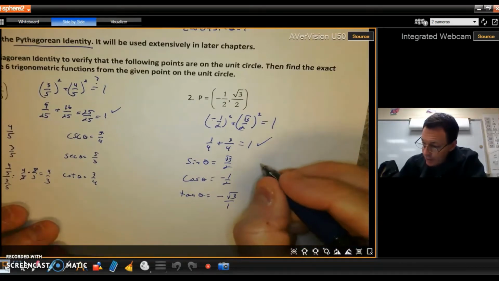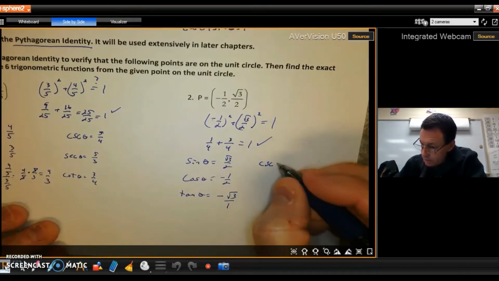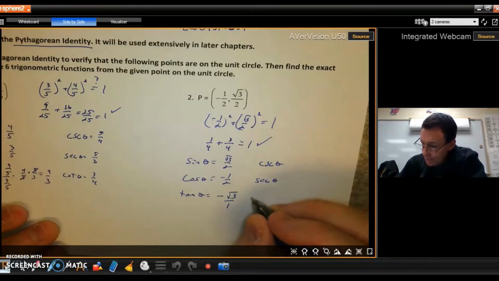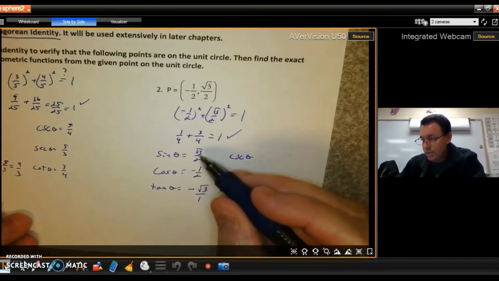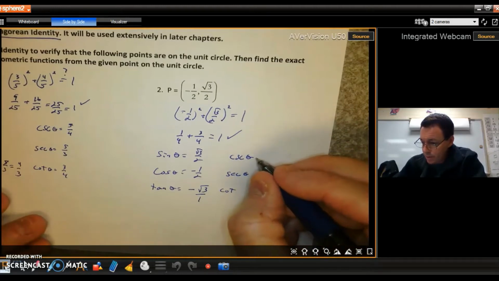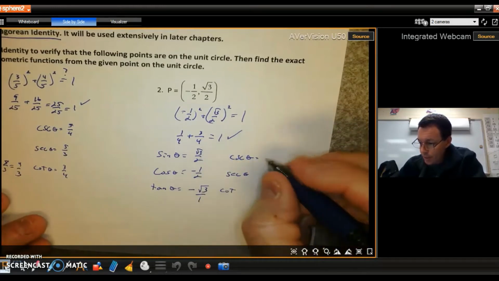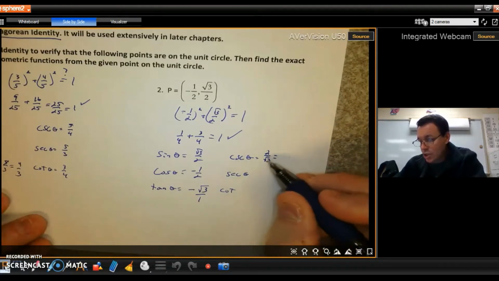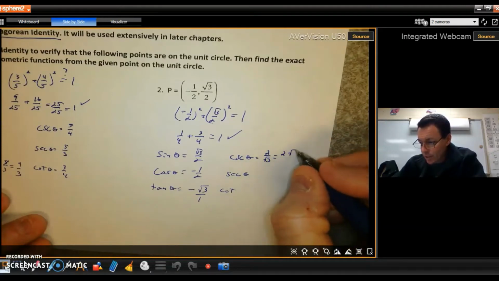Then I'm supposed to find the cosecant, the secant, and the cotangent. Well, that's just the reciprocal of these. So 2 over radical 3. You're not going to leave that. You're going to rewrite that as 2 radical 3 over 3. So rationalize it.